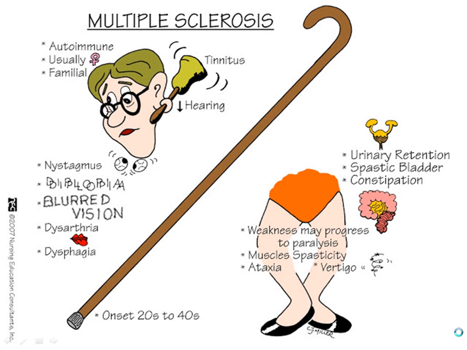Another picture. So, all the manifestations: urinary, bowel, the musculoskeletal signs and symptoms, and the vision changes over here. All right.